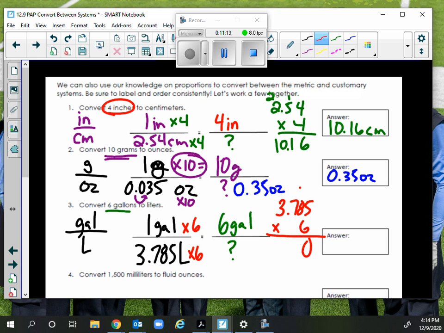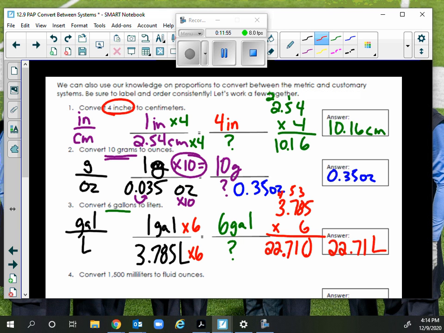6 times 5 is 30, carry 3. 6 times 8 is 48, plus 3 is going to be 51, carry 5. 6 times 7 is 42, plus 5 is 47, carry 4. 6 times 3 is 18, plus 4 is 22. I've noticed that I've got 1, 2, 3 digits behind the decimal, so I need my answer to also have 3 digits behind the decimal to the right. 1, 2, 3. The decimal is going to live there. My answer will be 22 and 71 hundredths liters. Very important that you label it at the end. Very important so that you know what you're talking about.